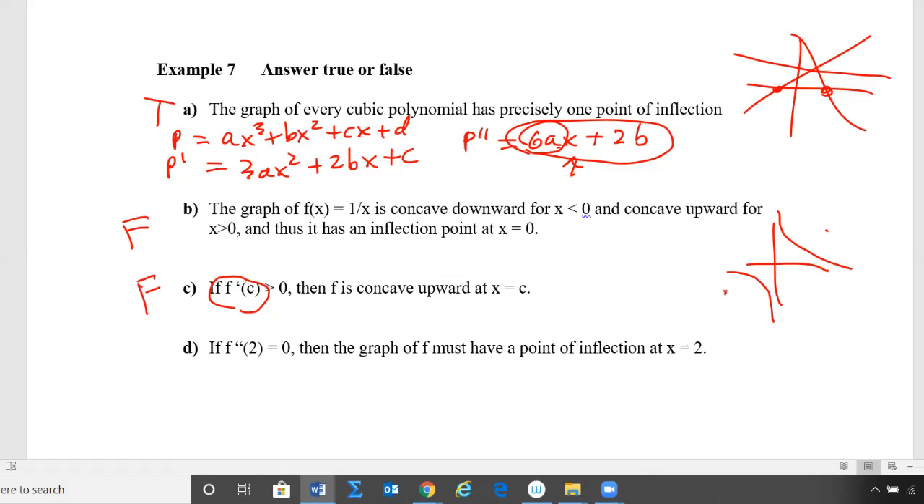Okay, next one. If f double prime of 2 is 0, then the graph must have an inflection point at x equals 2. Not true. We know it has a potential inflection point at x equals 2, but it would have to be tested to see if there was a sign change. So that is also false. Okay, so some conceptual questions there to wrap it up.